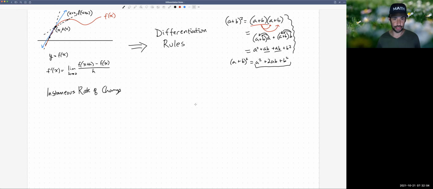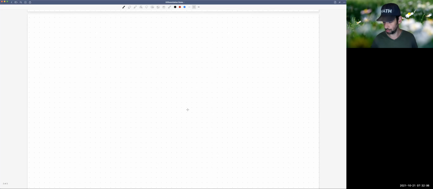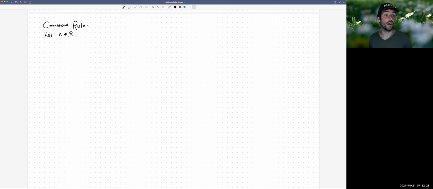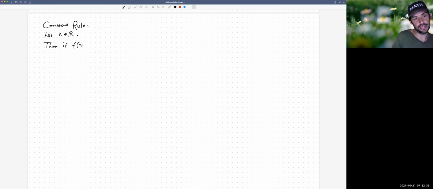Okay, so with way too long of a preamble, let's get into the rules. The first rule is pretty straightforward. The constant rule, and actually this first set of rules are all pretty straightforward. The constant rule: for constant functions, let C be a real number. So remember, this little set of symbols just means C is in the set of real numbers, right? It's a constant. Then if f of x equals C, right? This is the constant function.